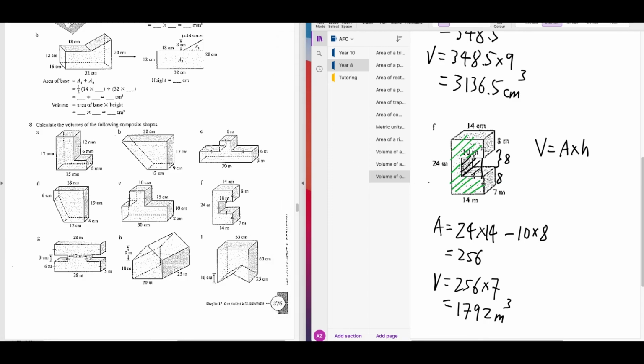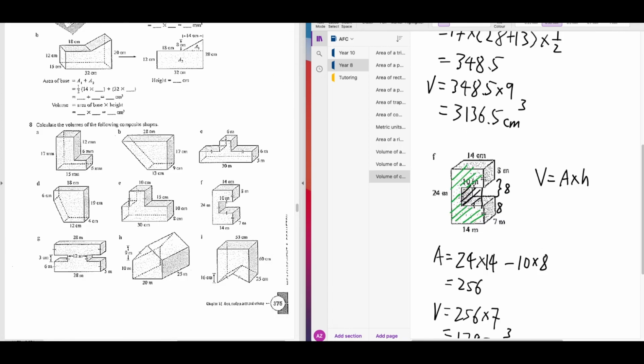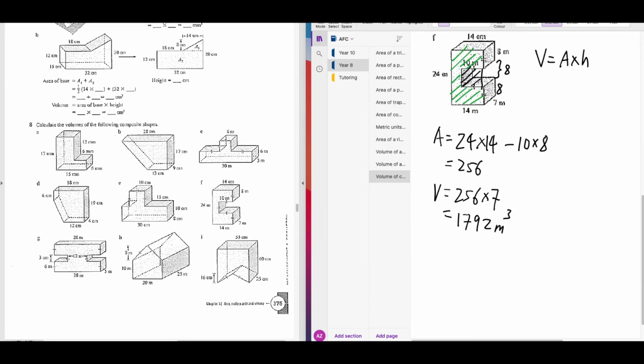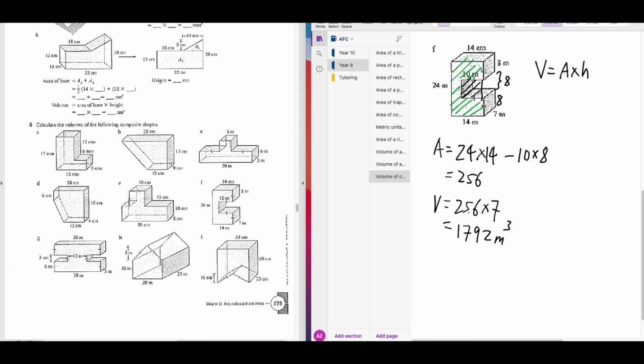Alright, so I hope by going through these two examples, it gives you an understanding of how to do these questions. So I'm just going to stop over here, and I'll try to get you guys to do the rest of the questions.